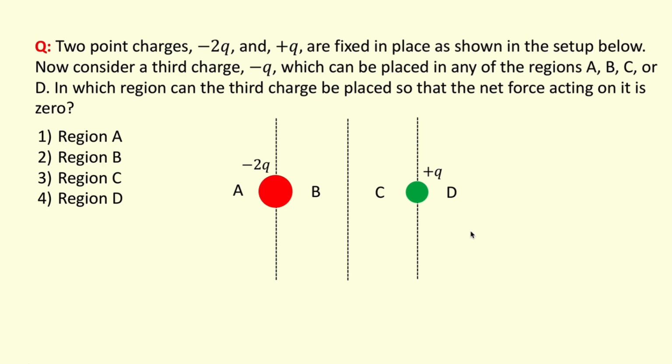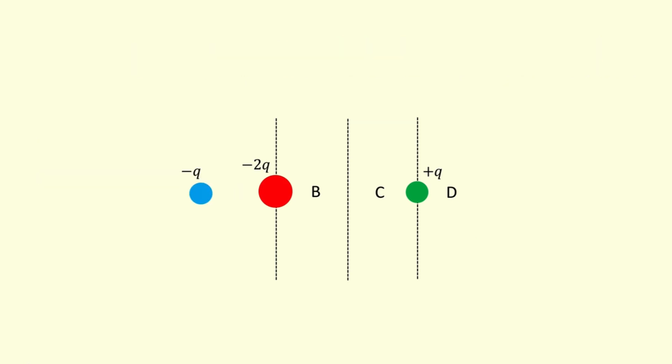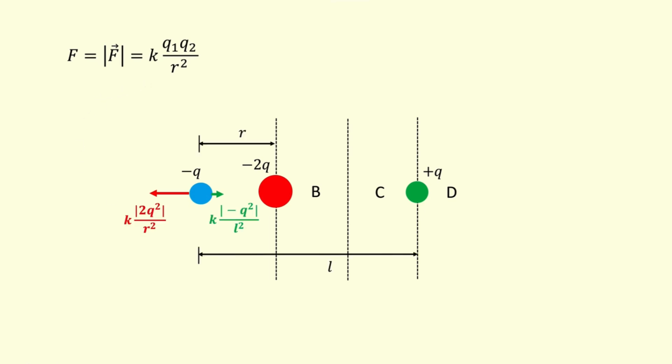Which one? To answer it, I have shown the charges by different colors. The third charge is shown in blue. The charges blue and red have the same sign, which means they repel each other. And the charges blue and green have opposite signs, which means they attract each other. The magnitude of these two vectors can be found by Coulomb's law.